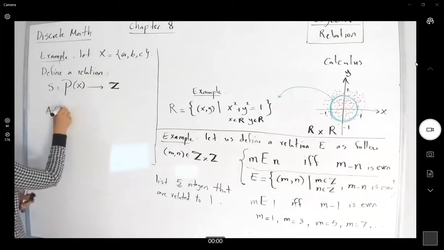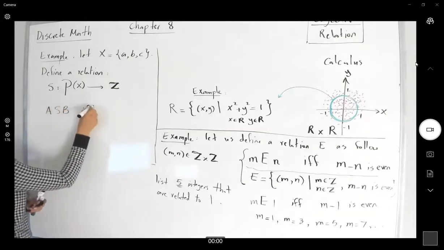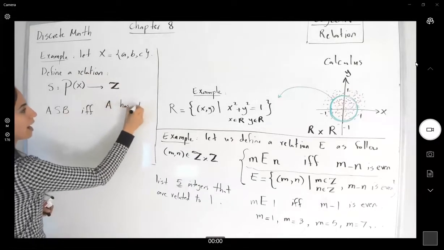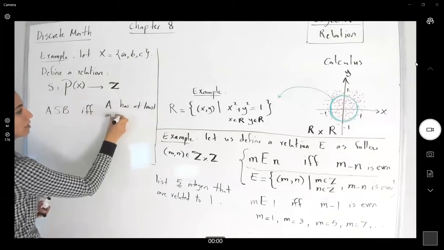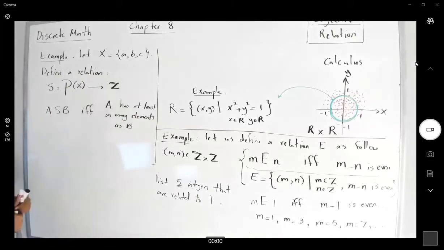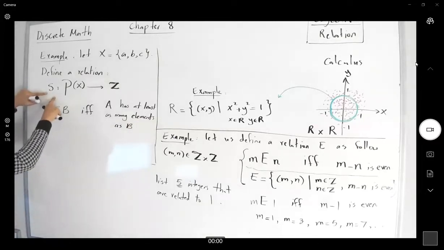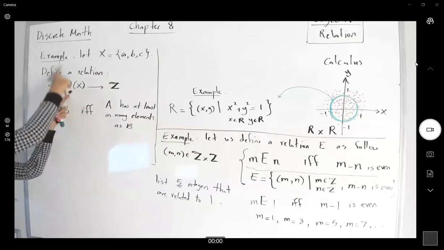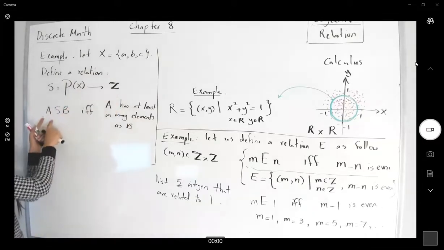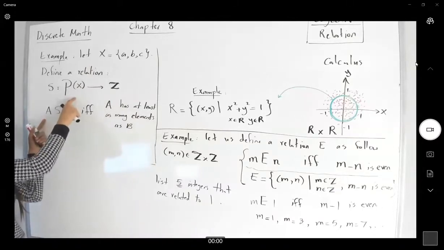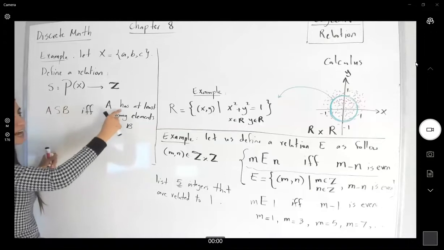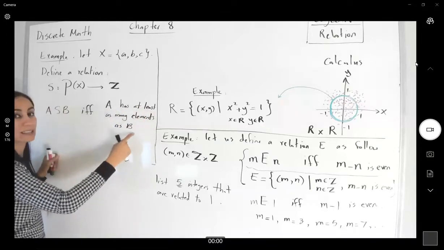A is in a relation with B if and only if A has at least as many elements as B. They have a relation S that takes on values from P(X) to integer Z. We say that, hey, 2 members from the power set of X are related together, are members of S, if and only if A has at least as many elements as B.